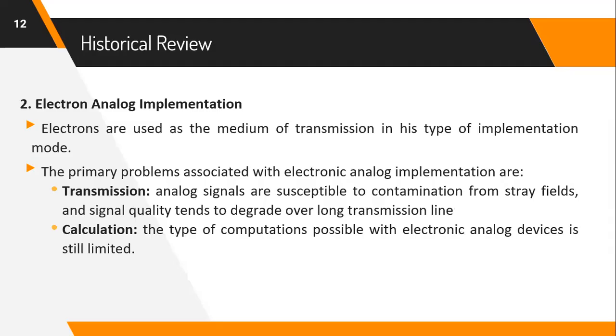So let's have the electronic analog implementation. Electrons are used as the medium of transmission in this type of implementation mode. Computation devices are still the same as before. Electrical signals to measure signals converters and vice versa are used to communicate between the mechanical devices and the electron flow.